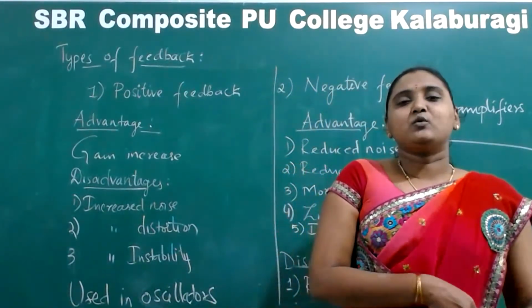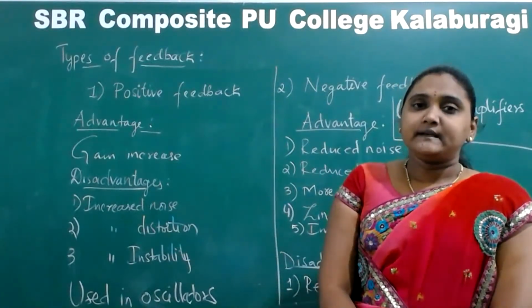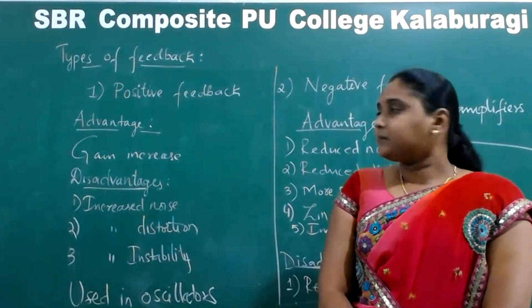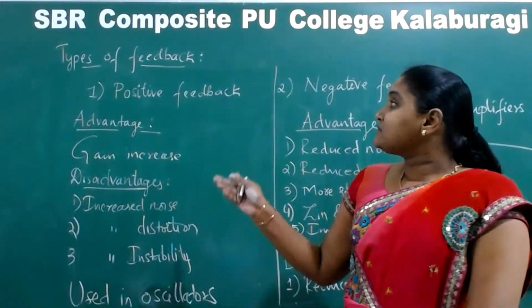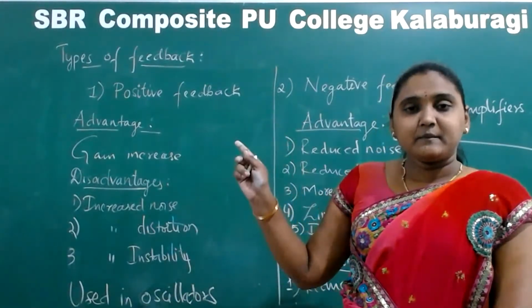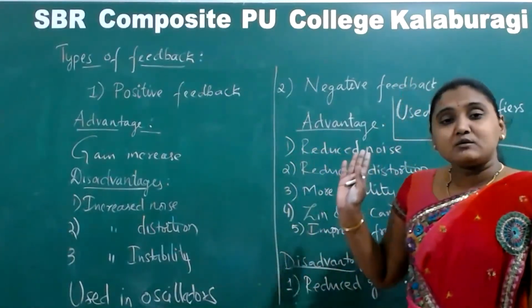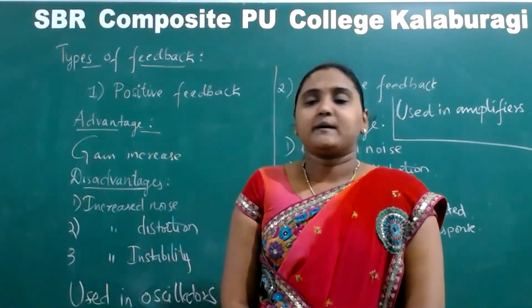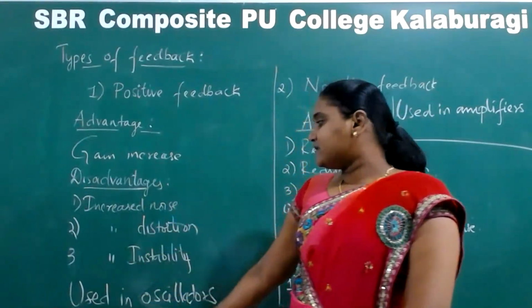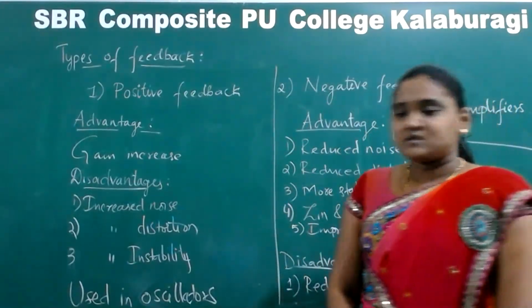Moving to the types of feedback we have seen, that is positive feedback and negative feedback, where in positive feedback, the feedback signal and the original signal are in phase, whereas they are out of phase by 180 degrees for negative feedback. Positive feedback is called direct feedback as well as regenerative feedback, whereas negative feedback is also called inverse feedback as well as degenerative feedback. We have discussed the advantages, disadvantages, and applications for positive and negative feedback.